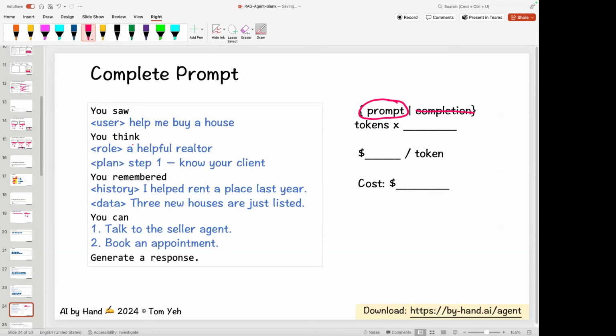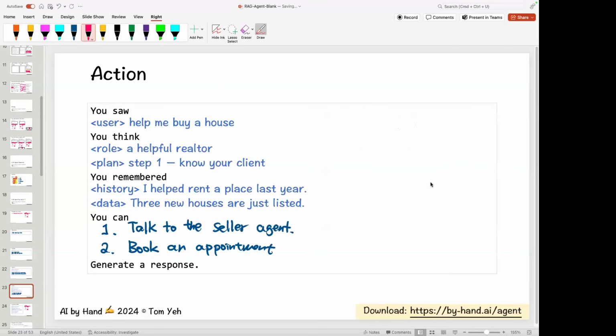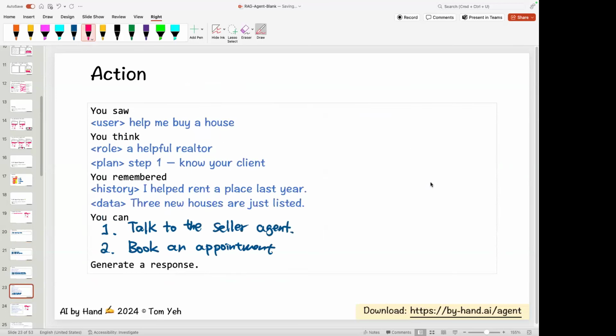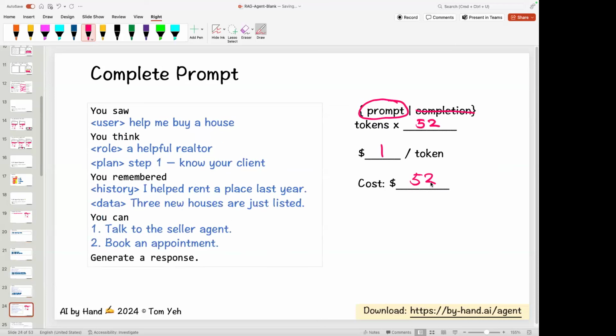How many tokens? I wrote it down actually. So these are about 52 words and 52 tokens. Each token costs $1. So total cost is $52. By implementing this agent, it could act a bit more intelligently like an agent, but the cost is, let me go back. In the beginning, only $6 by not having any agent behaviors. But now, once we add 4 key components to this prompt, our cost has gone up to 52. All right, from 6 to 52.